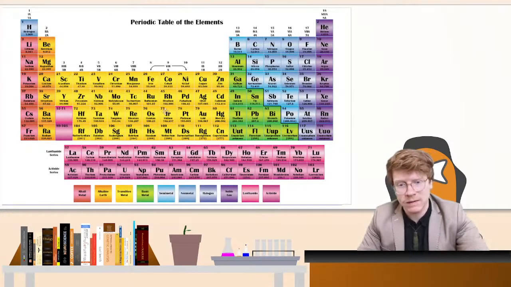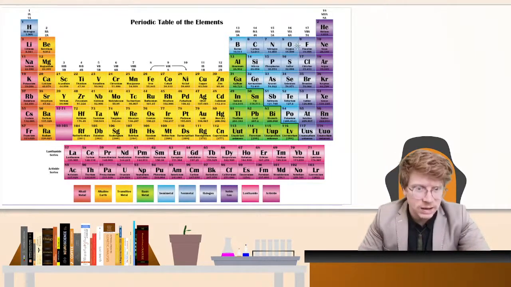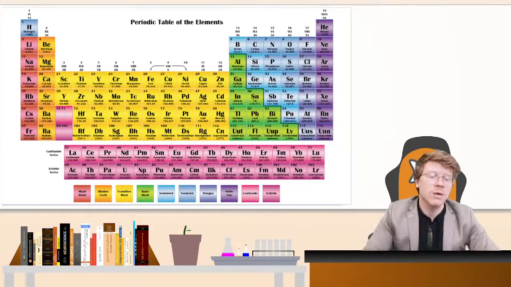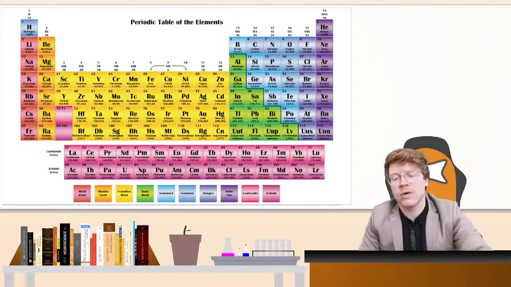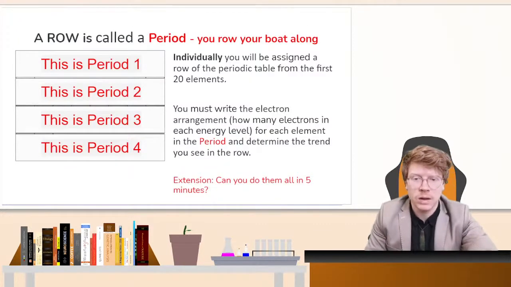In general, anything to the left of here is a cation. Anything to the right here is an anion, except for these purple ones, which are noble gases, which can't form ions because they're already so gosh darn stable.